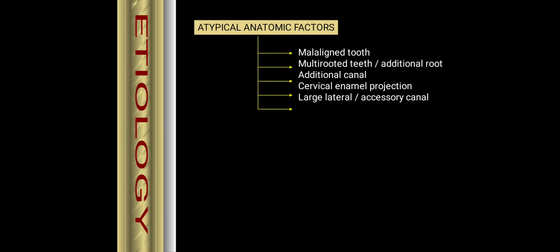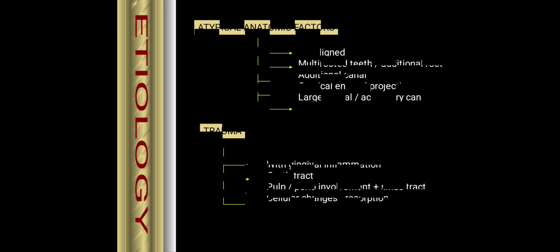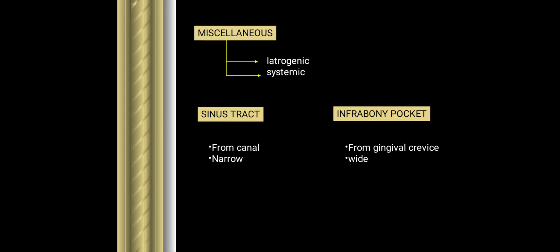Now coming to the etiological factors. Atypical anatomic factors may include malaligned teeth, multi-rooted teeth, or teeth having an additional root, additional canal, cervical enamel projection, and large lateral and accessory canals. Traumatic factors like gingival inflammation, tooth fracture, pulp or periodontal involvement with sinus tract, and cellular changes like internal resorption or external resorption. Miscellaneous factors are iatrogenic and systemic.